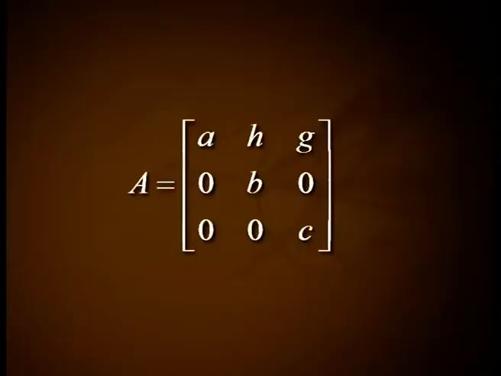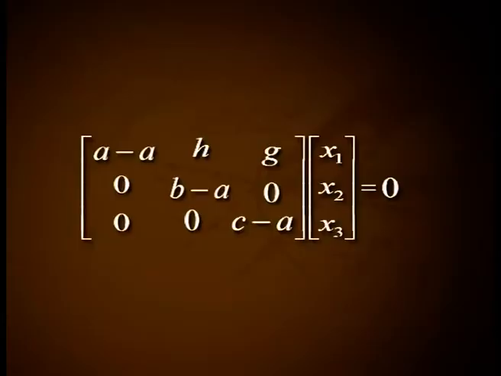Example 4. Find the latent roots and latent vectors of the following matrix. A is equal to matrix [a, h, g; 0, b, 0; 0, 0, c]. Solution. Being an upper triangular matrix, the latent roots are the diagonal elements, and they are lambda equal to a, b, c.